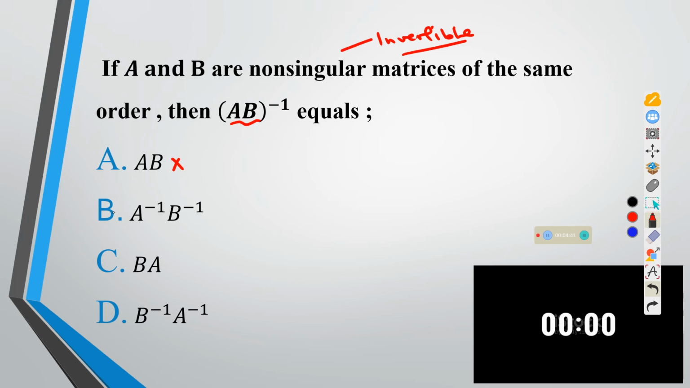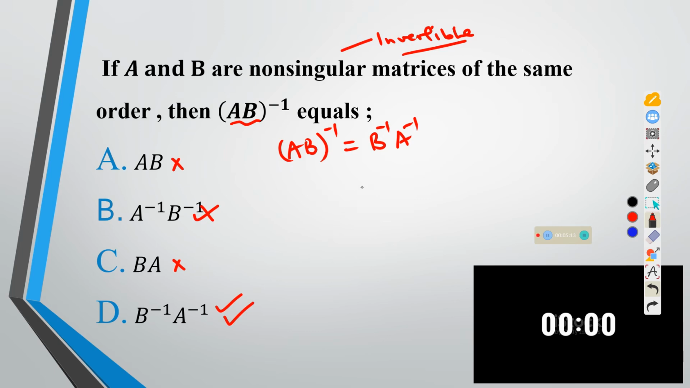And we are told A inverse, B inverse. So (AB) inverse, from the properties of inverses, this is true: (AB) inverse is the same as B inverse times A inverse. However, (AB) inverse equal to BA is not generally true. So it means this will be the answer.